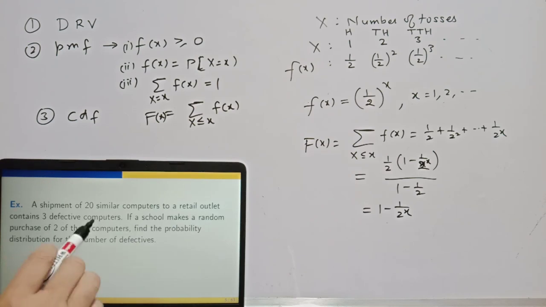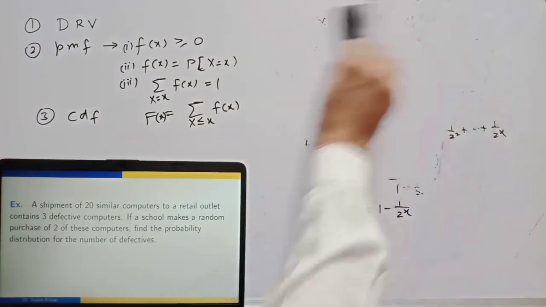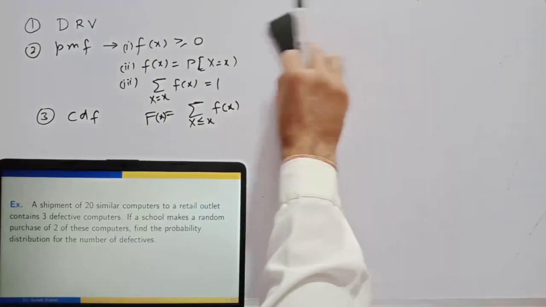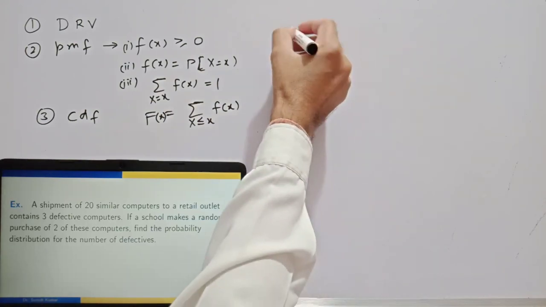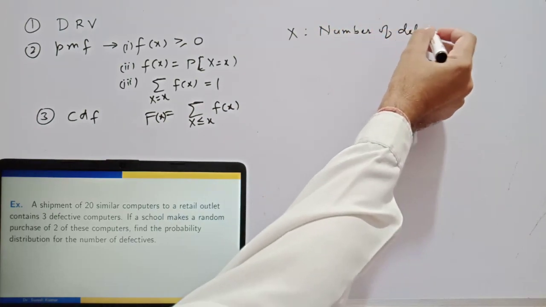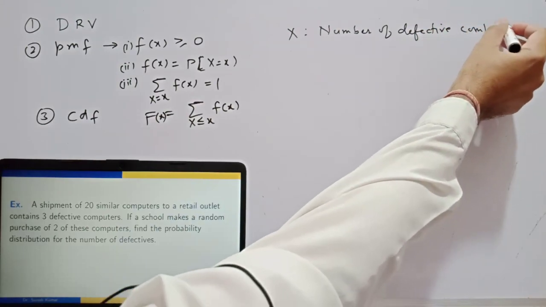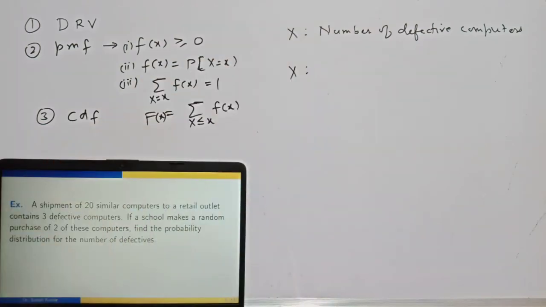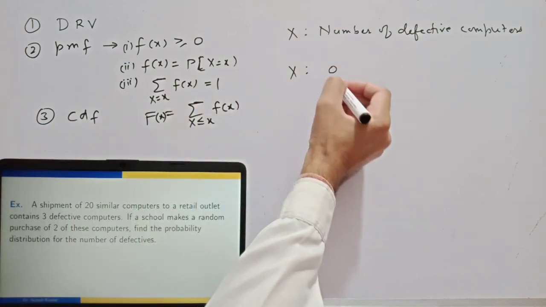Next example: a shipment of 20 similar computers to a retail outlet contains 3 defective computers. If a school makes a random purchase of 2 of these computers, find the probability distribution of the number of defectives. So what is x here? X is the number of defective computers. What are the possible values of x? How many computers are purchased? 2. So it is possible that there is no defective computer.